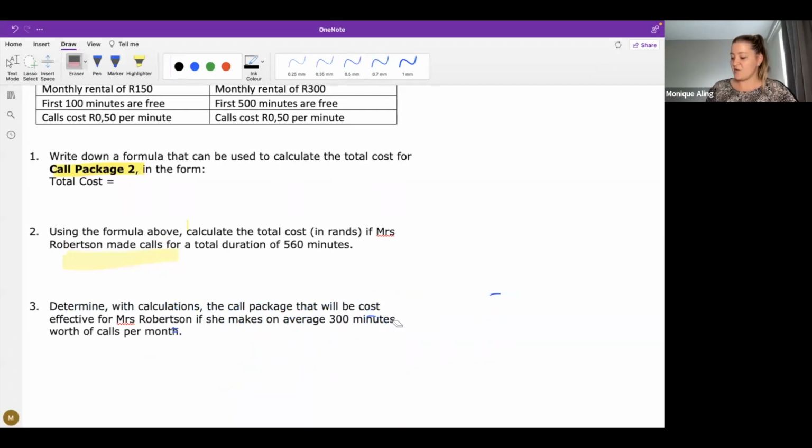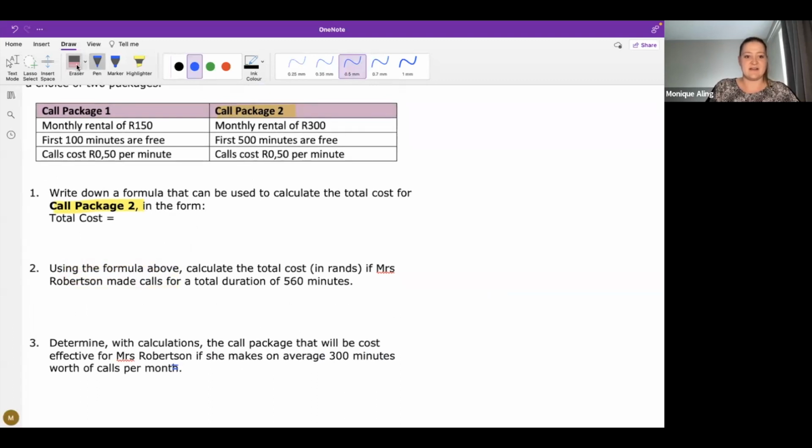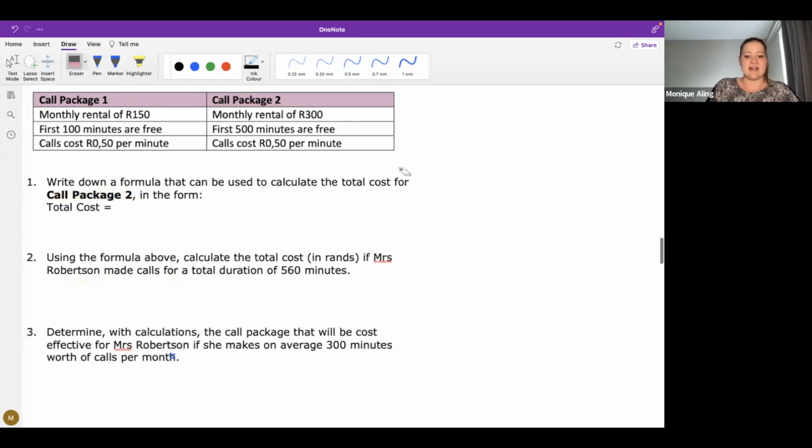Okay, guys, you can read question 3 and try it by yourselves while I just sort out the screen. Okay, let me know if I need to zoom out and make it bigger for you.